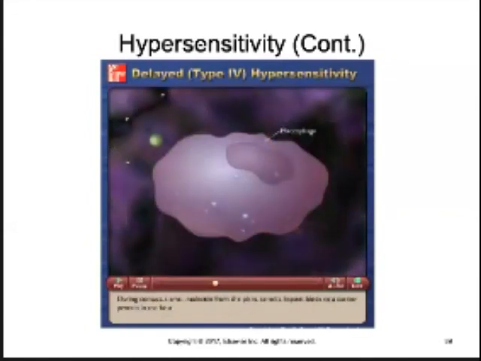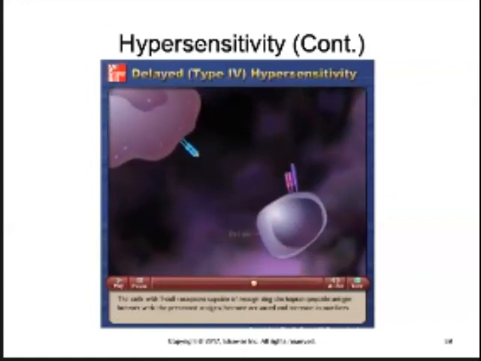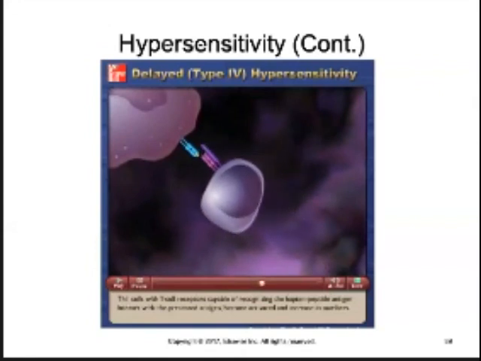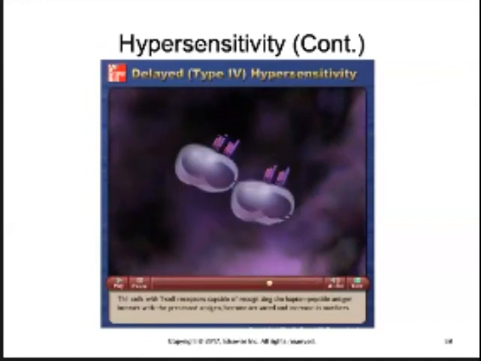On contact, a small molecule from the plant, called a hapten, binds to a carrier protein in the host. The carrier protein with bound hapten is ingested by a macrophage, and the hapten peptide is then presented on the surface of the macrophage on a class II MHC. Th1 cells with T cell receptors capable of recognizing the hapten peptide antigen interact with the presented antigen, become activated, and increase in numbers.